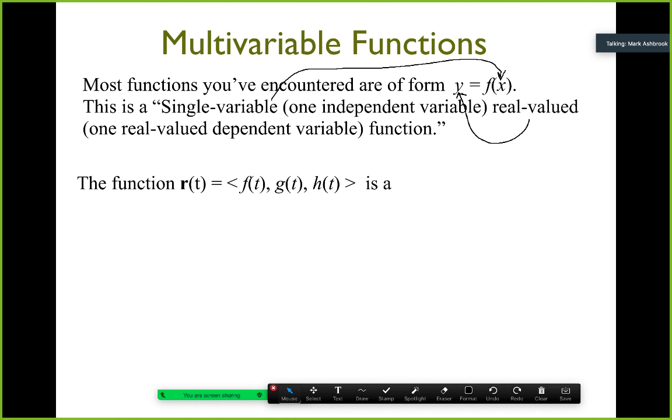What about this function? If this is a single variable real valued function, then what would these things that we've been working on be called? Single variable still, right? Still single variable t. And do we get a real value out of these functions? What do we get out? We get a vector. So this is a single variable vector valued function.